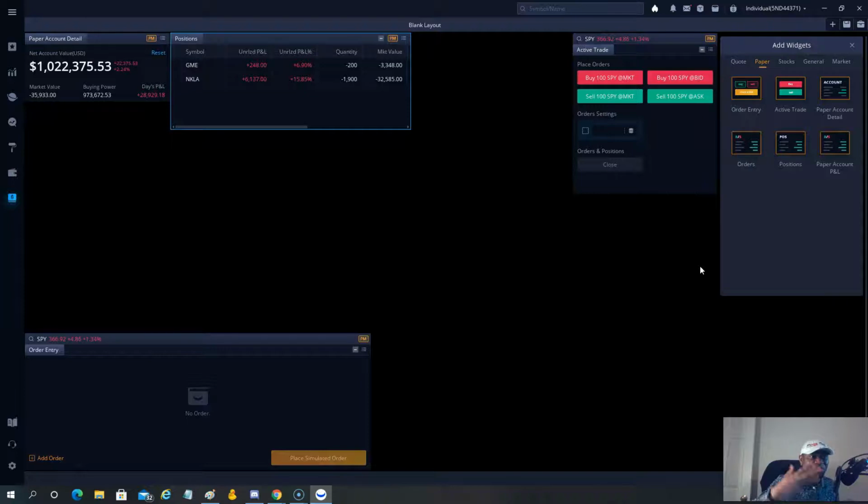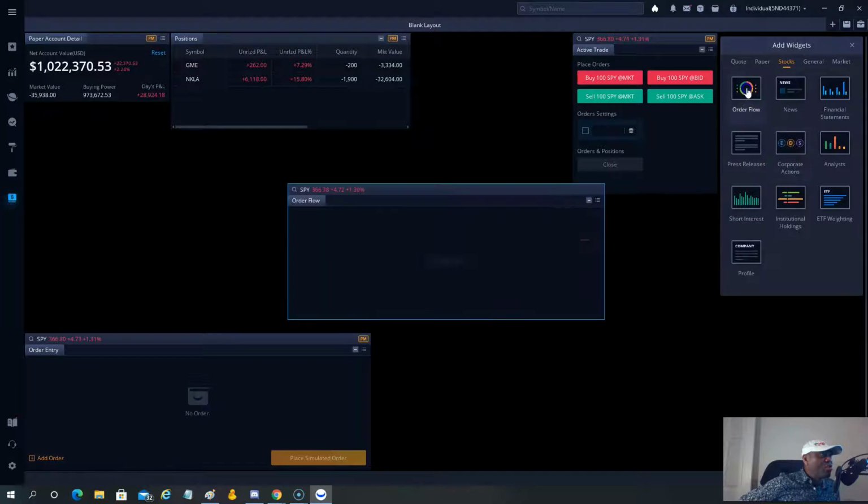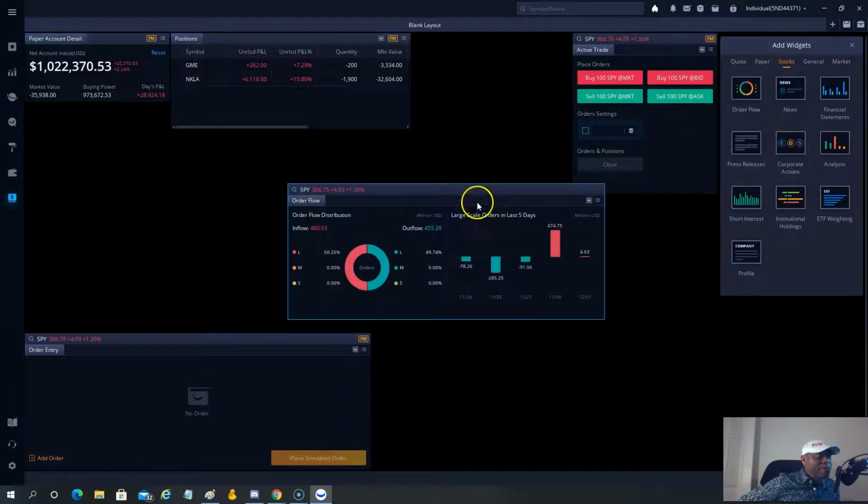Webull 4.4 desktop, and it's set up here as we're familiar with it. The part where we want to go into is this. Okay, this is it here. So you go onto stock, then you can see financial statement, order flow, press release, corporate action, analysis, short interest, institutional, ETF weighting, and then the company profile when you are trading stock on here. So maybe let's bring order flow in. Yeah.